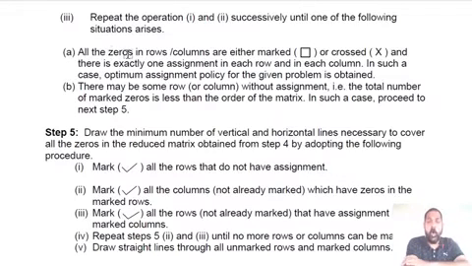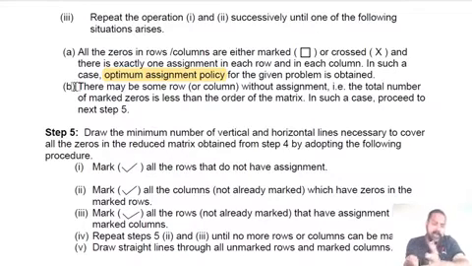Number 1. All the zeros in the rows and the columns are either marked in a box or crossed out, which is cancelled, and there is exactly one assignment in each row and each column. So keep doing this till there is exactly one assignment in every row and every column. Or in other words, the number of rows and number of columns is equal to the number of assignments. In such a case, the optimum assignment policy for the given problem is obtained.